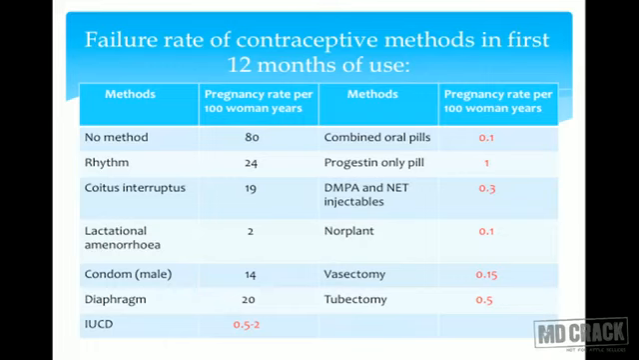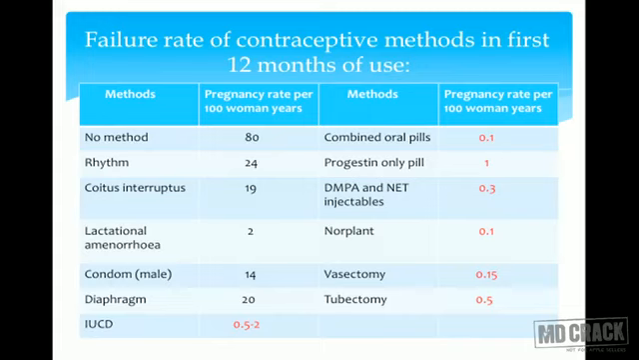Then in IUCD, the failure rate is 0.5 to 2. Progesterone-only pills, the failure rate is 1. DMPA 0.3, Norplant 0.1. Highest is in natural methods. Rhythm method has 24.